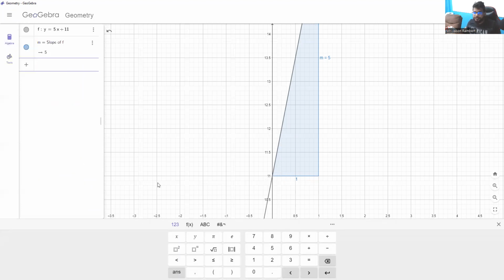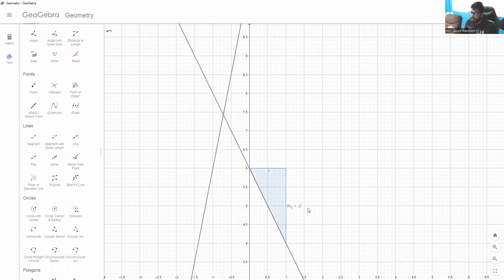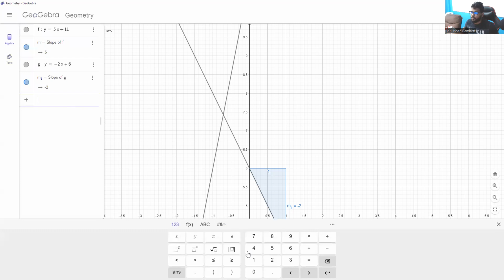All right, let's make up our next one. y is equal to minus 2x plus 6. What will be the gradient of this line? Minus 2. Good. What will be the y-intercept? 6. So if I hit the function, the gradient is indeed minus 2 and the y-intercept is indeed 6.